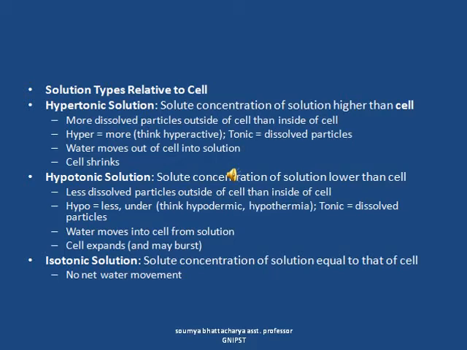In case of the isotonic solution, the solute concentration of the solution is equal to that of the cell. There is no net water movement. When red blood cells are placed in 0.9% salt solution, they neither gain nor lose water by osmosis. Such a solution is said to be isotonic. The extracellular fluid of the mammalian cell is isotonic to their cytoplasm.